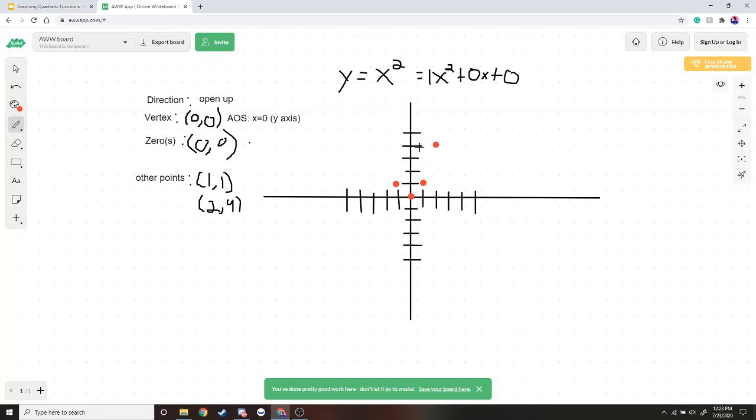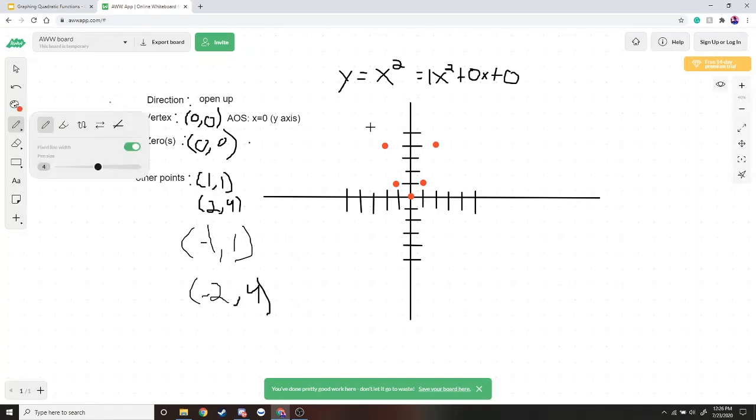Same thing with up here, the 2 comma 4, we're going to flip it. So this is 2 points away from the axis of symmetry, right? 1, 2. So we're going to do the same thing on the other side, 1, 2, meaning we'll have -2 comma 4. So our total points will be 0 comma 0, 1 comma 1, 2 comma 4, -1 comma 1, and -2 comma 4.